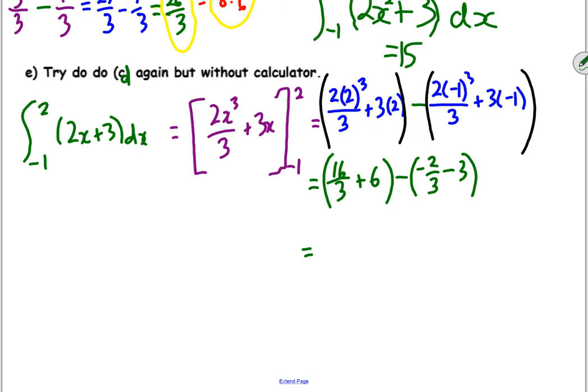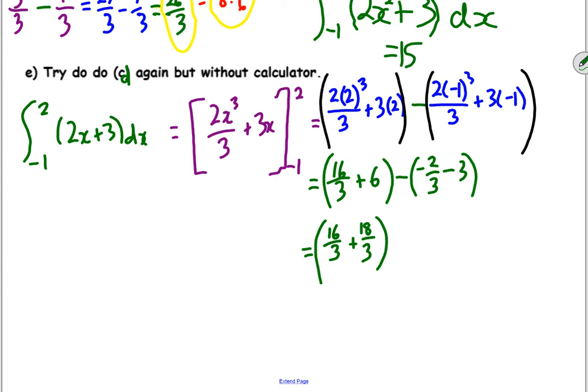Wait, no, you don't have to do that. What's going on there? 3 times 2 is? 6. Ooh, I got 9. Ah, okay, yeah, you're thinking 3 squared. Okay, so what do I do next? You could make a common denominator. 6 is the same as what number over 3? 18 over 3? Yeah, 18 over 3 is 6.